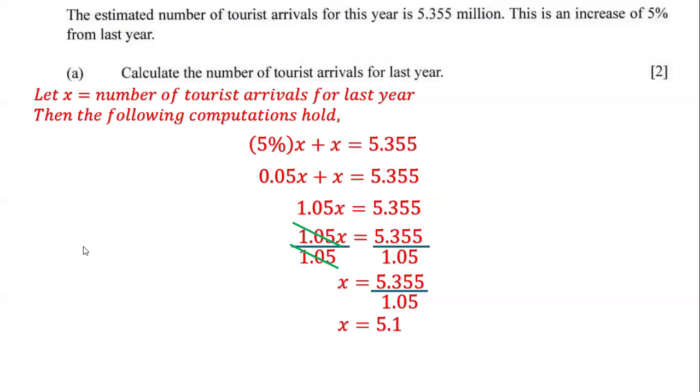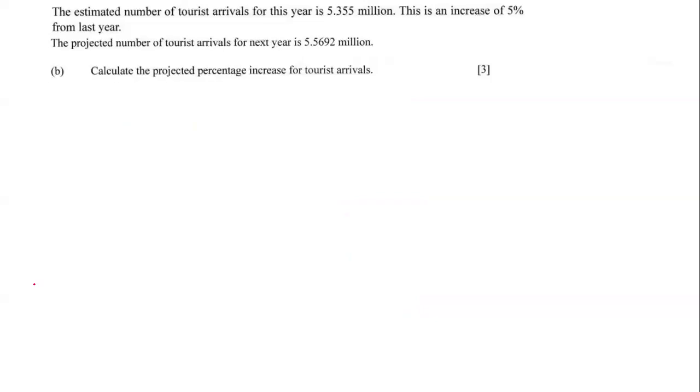The next part of this question says that the projected number of tourist arrivals for next year is 5.5692 million. Calculate the projected percentage increase for tourist arrivals. So we want the projected percentage increase. And so it is going to be equal to, wait, not percentage yet, just the projected increase.